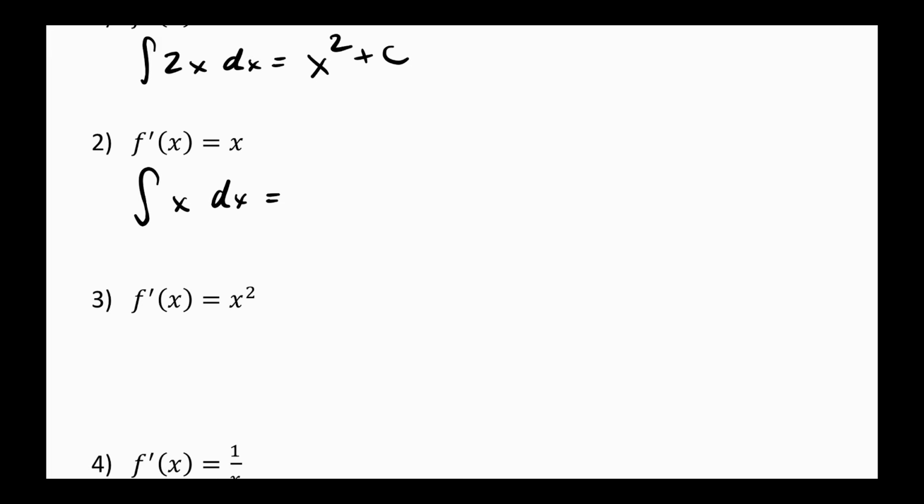x by itself. Use the power rule for antiderivatives. What do you get? X to the what power is it going to be? Squared. And then what do I have to do? Divide by 2. You can divide it by 2, or what else can you do besides divide by 2? What's another way of dividing by 2? 1/2, yeah. Either one works.